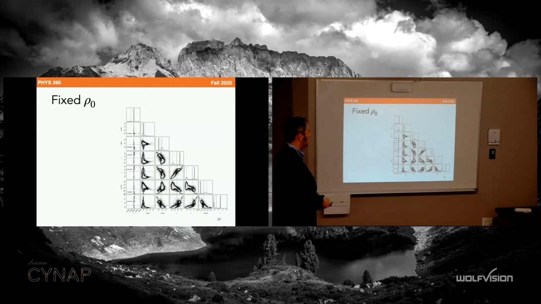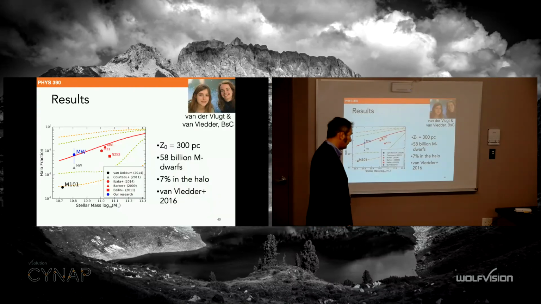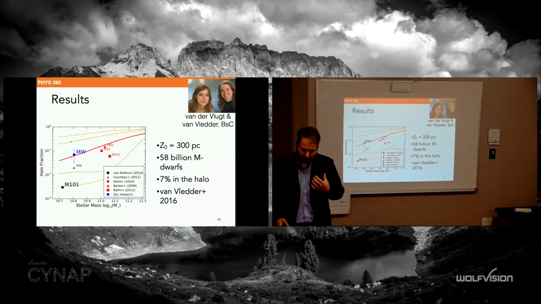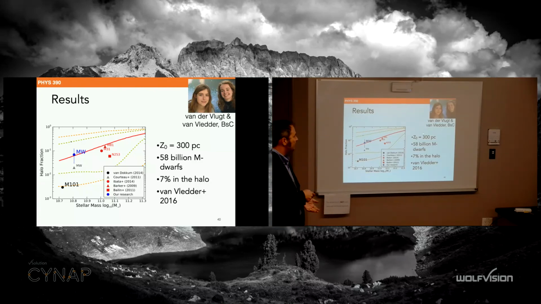And I can say, well, let's fix the central density to something that we think is reasonable, but no, that breaks everywhere. So you have an instant intuition of whether or not your model is doing well. So, cool result. We got a vertical scale for the Milky Way that is 300 parsecs across. That was something we didn't know. Then we can infer from the whole model, by summing the whole thing together, that there are 58 billion, correct, with a B, M-dwarfs in our Milky Way.